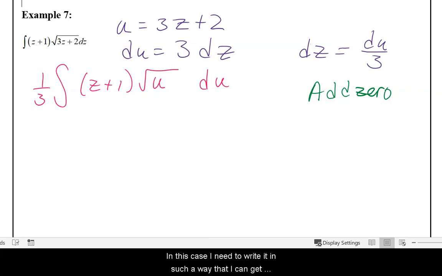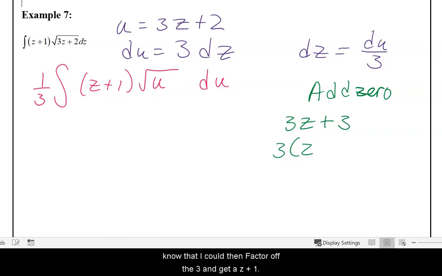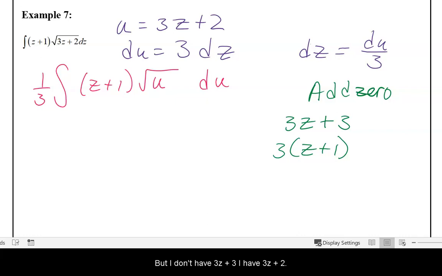In this case, I need to write it in such a way that I can get something out of it so that I can factor this 3 off and be left with a z plus 1. In other words, I'm hoping I can get a 3z plus 3 because I know that I could then factor off the 3 and get a z plus 1. But I don't have 3z plus 3. I have 3z plus 2.